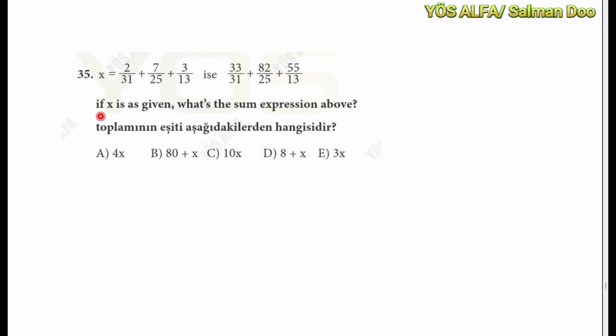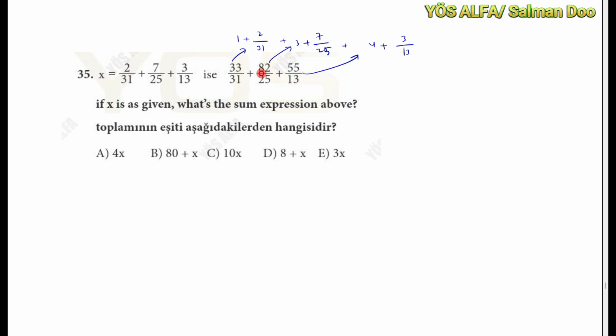Number 35. If x is as given here, what is the sum expression above? This one is asked. So when we check these two expressions, we see that the denominators are the same on both sides, here and there. So we can simplify this expression as 1 plus 2 over 31. For this expression, we have 25 over here, and 25 times 3 is 75, and what's left is 7. So 7 over 25. And for this one, we have 13 times 4 is 52. So it's 3 over 13.